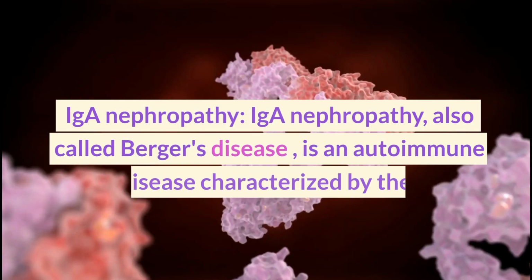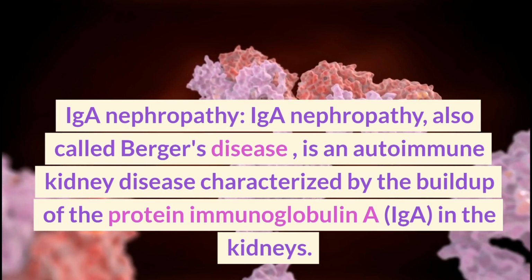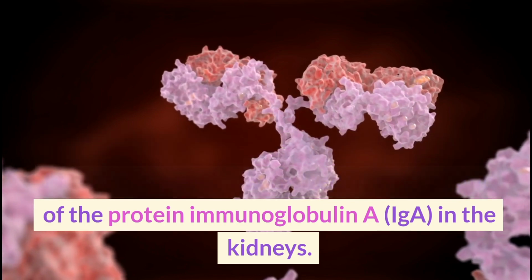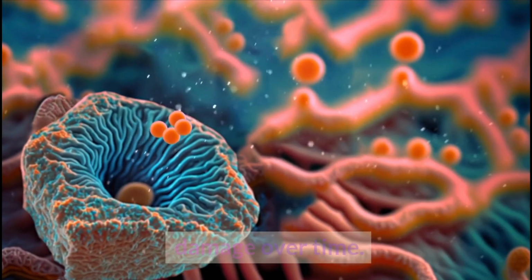IgA nephropathy. IgA nephropathy, also called Buerger's disease, is an autoimmune kidney disease characterized by the buildup of the protein immunoglobulin A, IgA, in the kidneys. It can lead to kidney inflammation and damage over time.